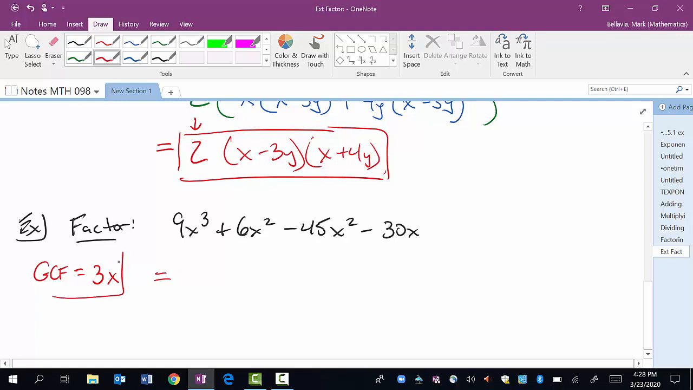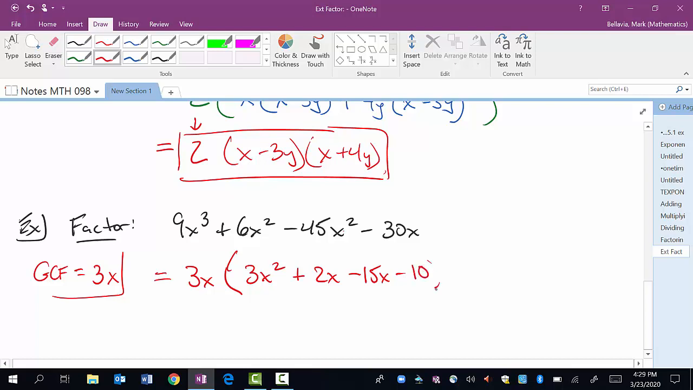And remember what you do. You take out the GCF, you're going to write it in front. So you've got 3x. And then in parentheses after it, remember, you're taking it out from all the terms, right? That's what it means when we factor out a GCF. So 9x to the third, factoring out 3x means divide by it, gives you 3x squared. A positive 6x squared, factoring out the 3x, or dividing out 3x, gives me a plus 2x. Negative 45x squared, factoring out 3x. Negative 45 divided by 3 is negative 15. X squared, factoring out one of the x's, just gives me negative 15x. And negative 30x, taking out the 3x, leaves me with negative 10.